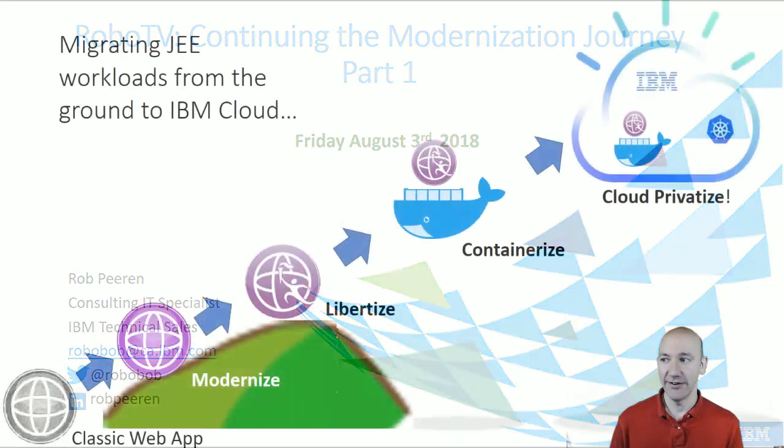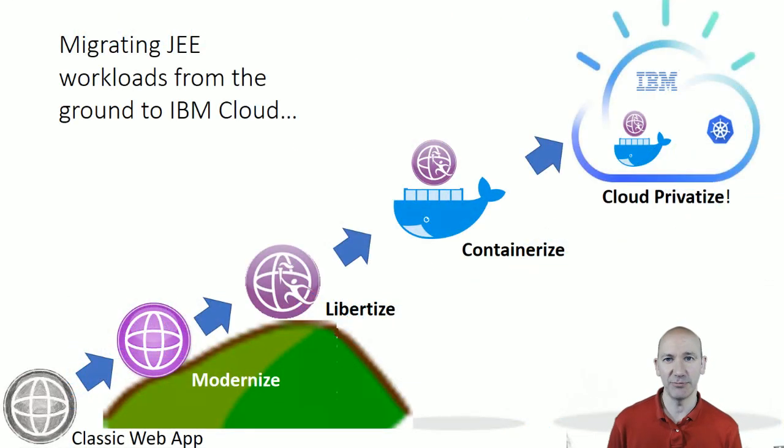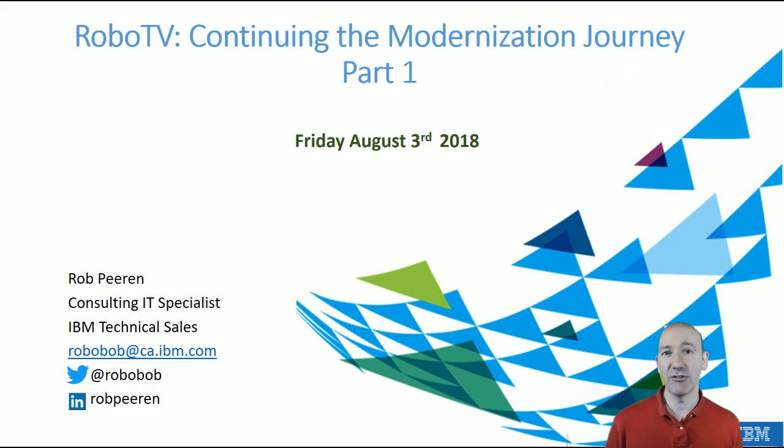I'll show you that. I have taken an existing legacy Java application and shown how I modernize it, how I libertize it, how I containerize it, and how I get into Kubernetes. In that particular demo, I migrated it to IBM Cloud Private. And so today I want to talk more about how we continue the migration journey, because it's okay.